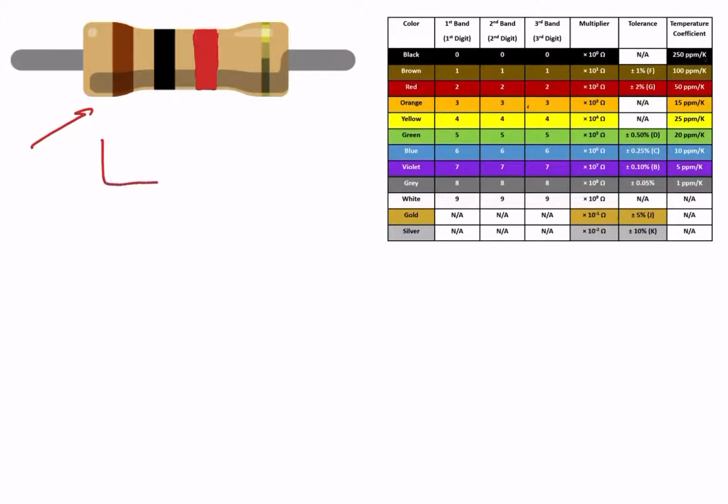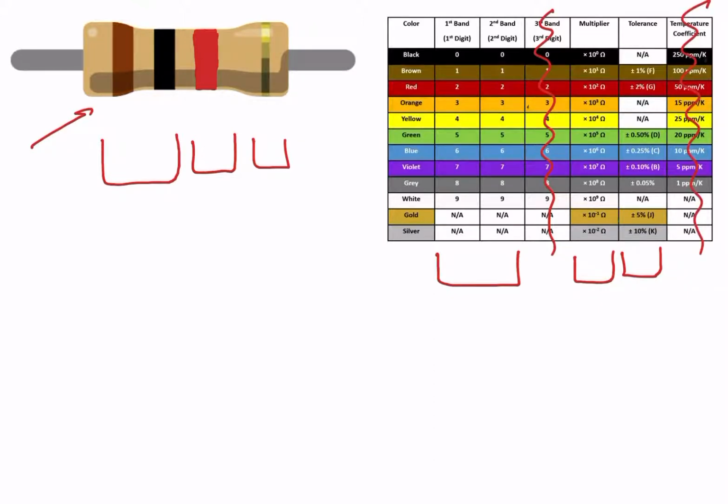The first and the second band are taken from these two columns. The third band will be taken from here, and the fourth band will be taken from this column. These columns will not be used in a 4-band resistor. Okay, the first color here is brown. Brown refers to number one. Black refers to zero.